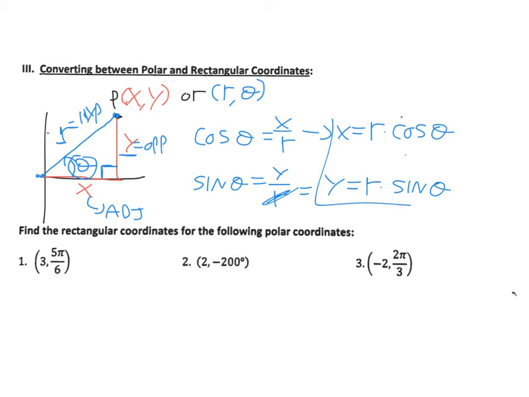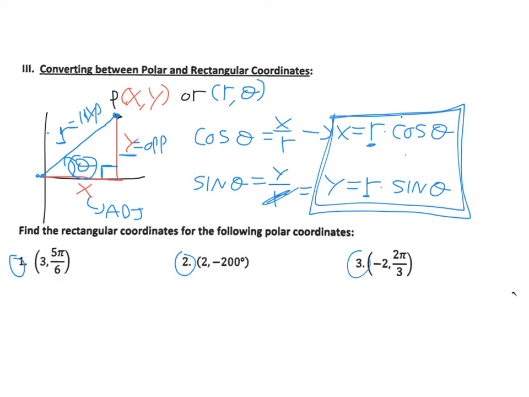This makes sense because when we dealt with the unit circle, we always said x was cosine and y was sine. That's because in the unit circle, r is 1. So what this enables us to do is, if I have r and theta, I can plug them into these formulas to get x and y. That's what we're going to do for problems 1, 2, and 3. We're going to use this right here, so I'll move this down.